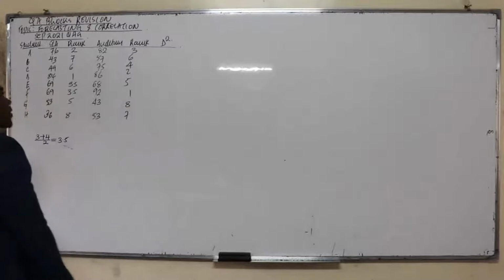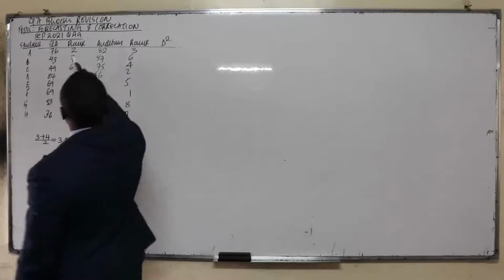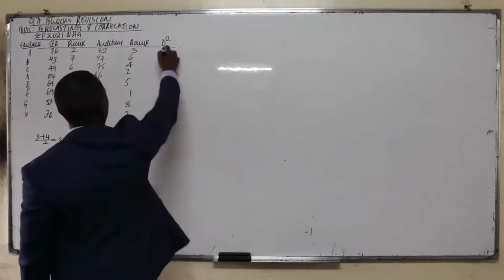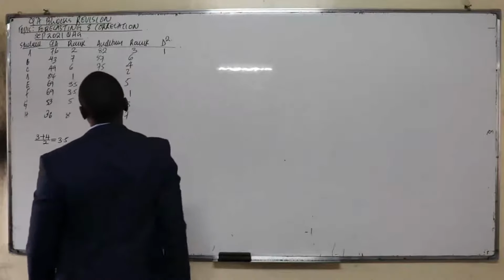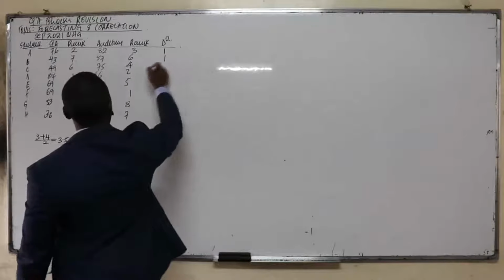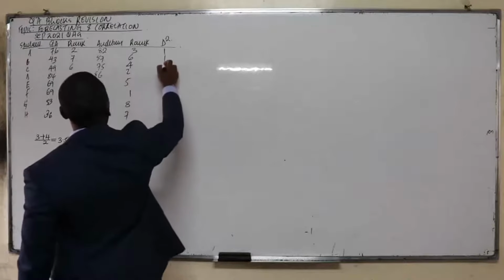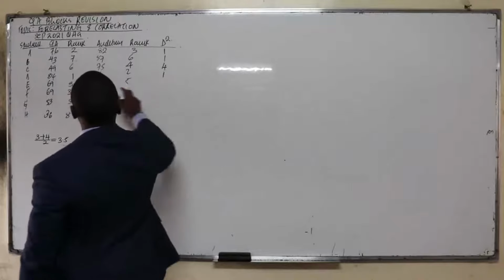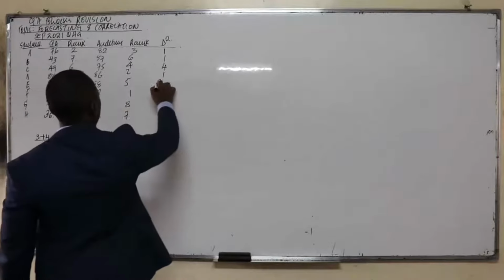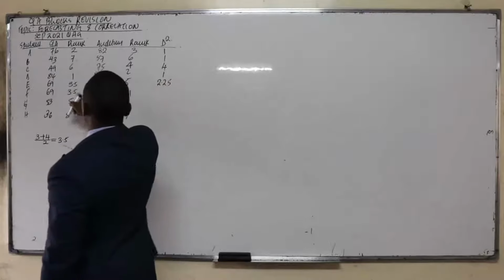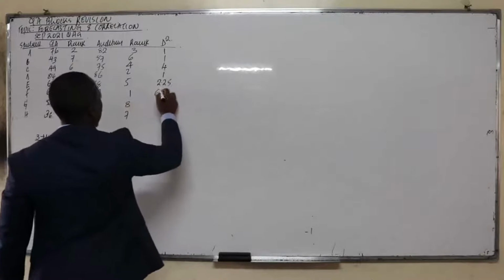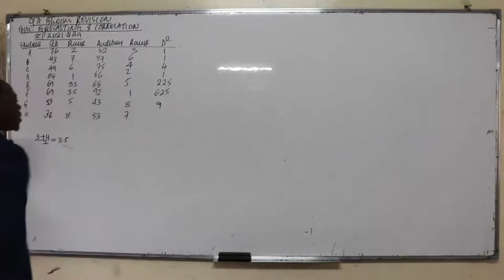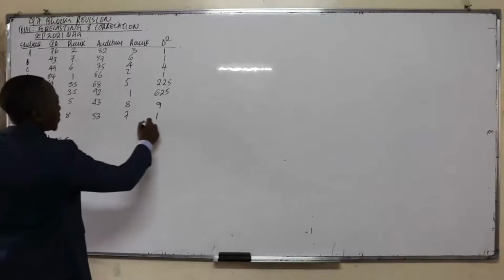You see that d is the difference in ranks. This is rank number 2, rank number 1. The difference is 1, squared you get 1. 7 and 6, the difference is 1, squared you get 1. 6 and 4, the difference is 2, 2 squared you get 4. 1.5 squared, you get 2.25. 2.5 squared, you get 6.25. 3 squared, you get 9. Then 1. Give me the total.